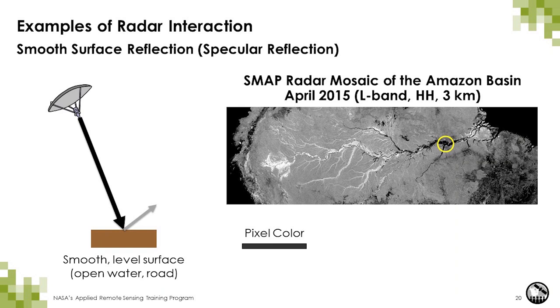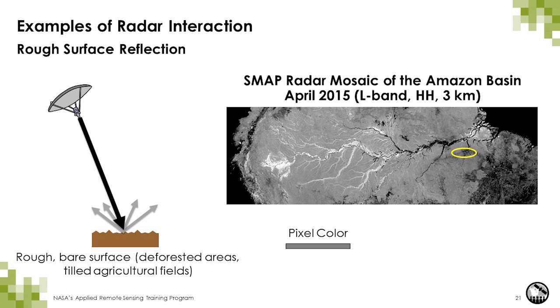The following charts are examples of the different scattering mechanisms discussed in the previous slide, and this example shows specular reflection. The image on the right is a mosaic of the Amazon basin from the SMAP radar. That was an L-band radar. The yellow circle delineates an area of specular reflection, which is open water, and it's part of the Amazon River. Flat surfaces, such as paved roads, runways, or calm water, normally appear as dark areas in radar images, since most of the incident radar energy is reflected away from the satellite.